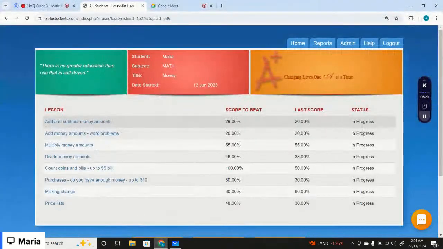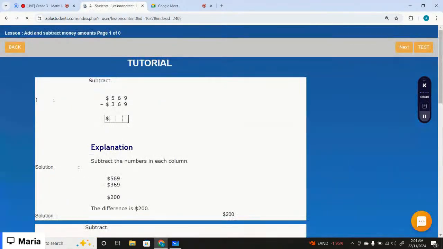Here I am on the chapter money. Let's just start with the lesson, that is add and subtract money amounts. 569 take away 369. So basically we can consider the money same as the numbers, right? Because the money amount is a number. So you can add, subtract, multiply and divide the same way you do with numbers, right?